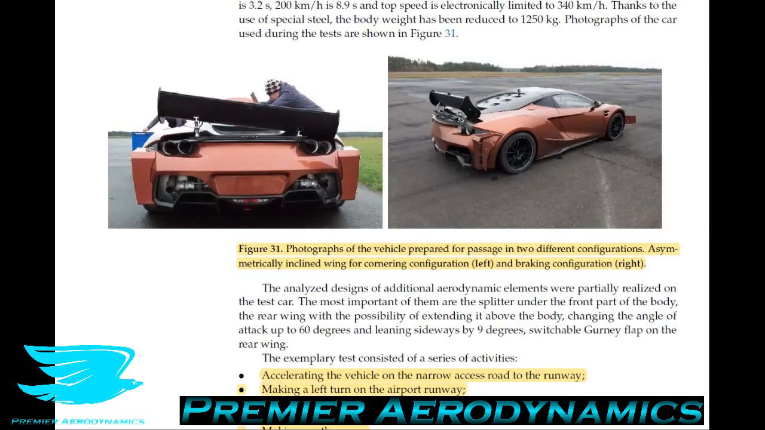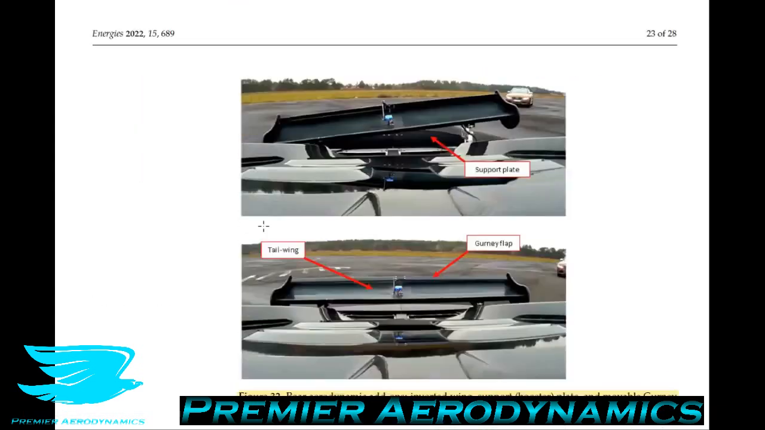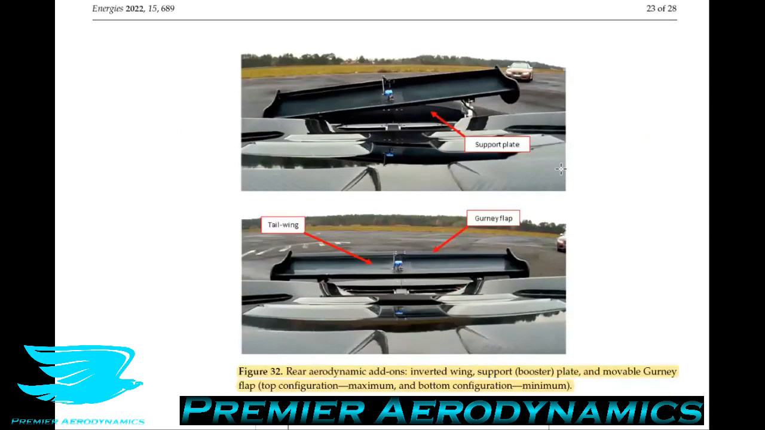So, as I mentioned, the different aerodynamic components that they are looking at are a front splitter plate. They're looking at a rear wing, which can tilt from one side to the other by 9 degrees. And it can also be pitched at up to an angle of attack of 60 degrees. So that's really high. And there's also a gurney flap on the back. And in figure 32, we see two different situations. They have what they call the maximum aero setup, and in the bottom figure is a minimum aero setup.